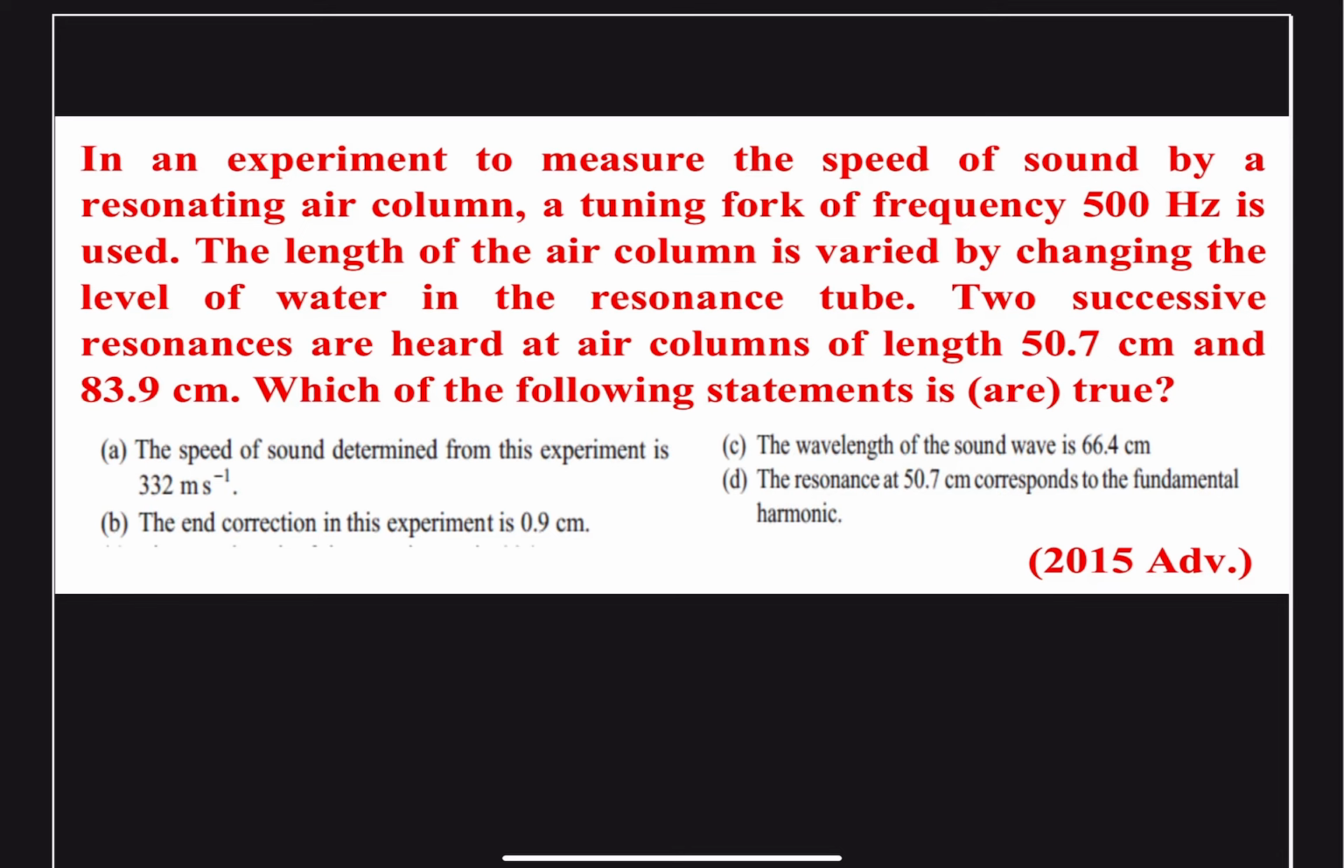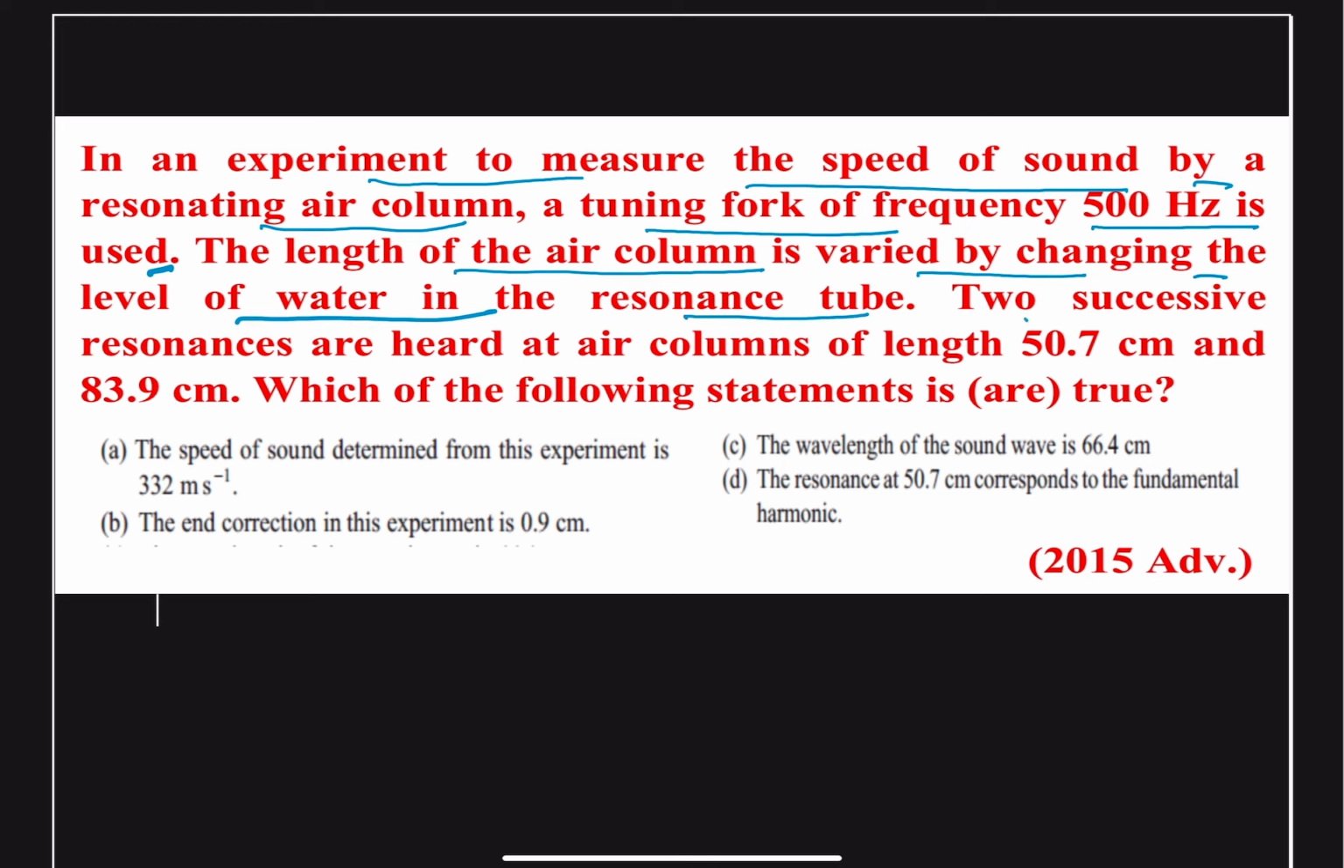Hello friends, in today's question: in an experiment to measure the speed of sound by a resonating air column, a tuning fork of frequency 500 Hz is used. The length of the air column is varied by changing the level of water in the resonance tube. Two successive resonances are heard at air columns of length 50.7 cm and 83.9 cm. Which of the following statements are true?